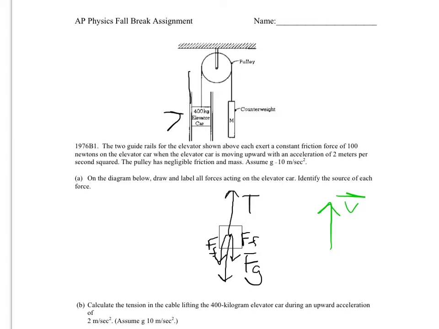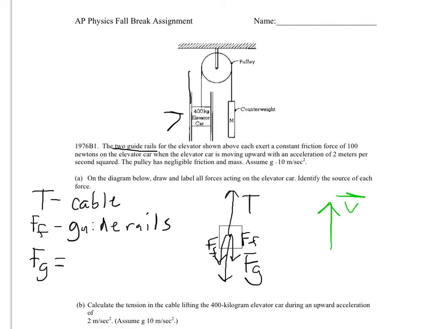Now the problem asks me to tell the source of each force. So tension comes from the cable. Friction from what it called the guide rails. And gravity, or weight, comes from gravity. That's where each force comes from.